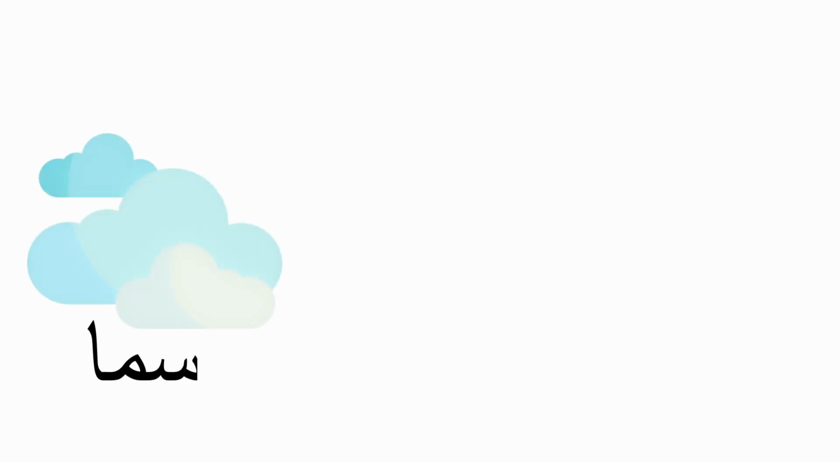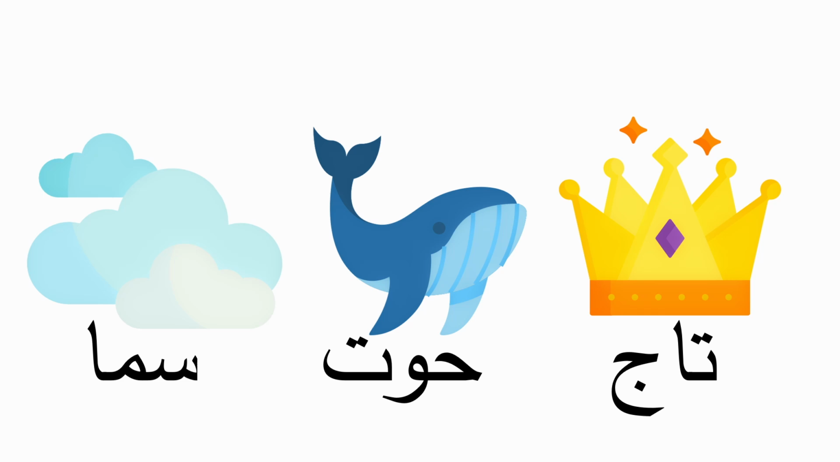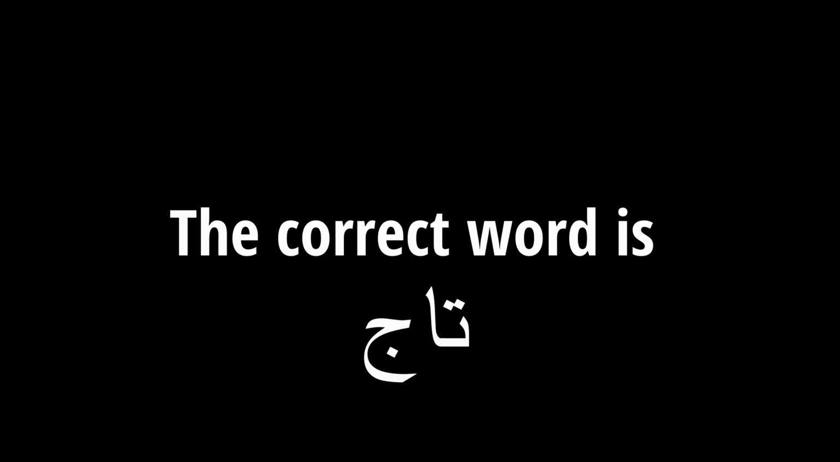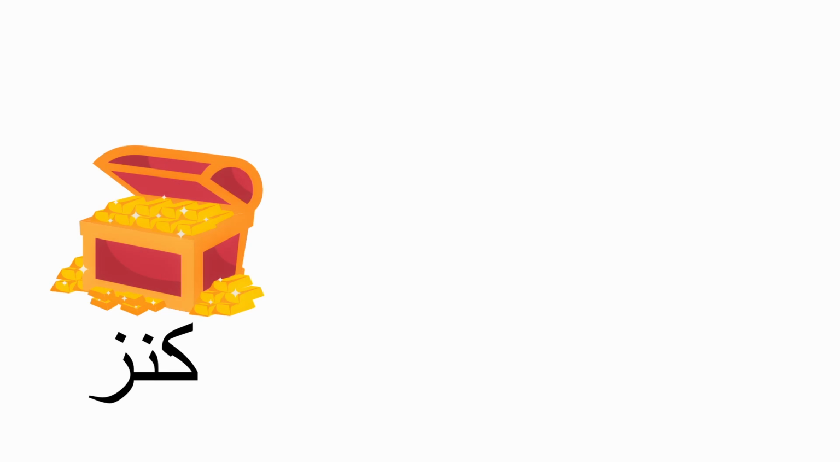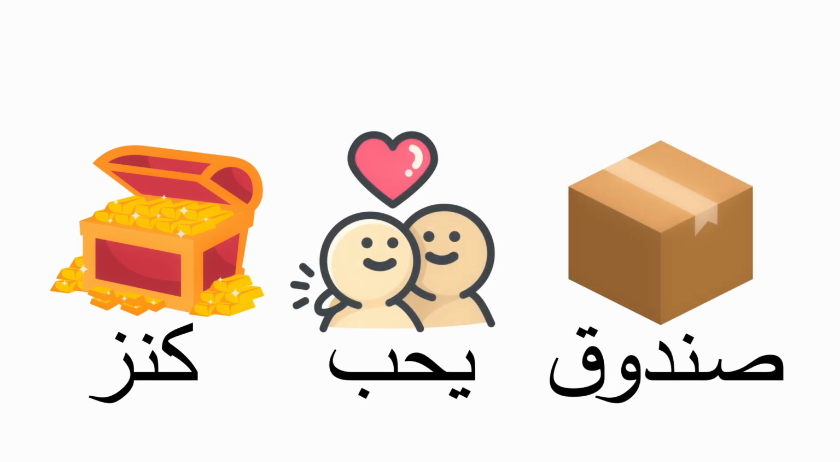Now, try it. Now, which word has ha? سما, حوت, تاج. Another 3 words. كنز, يحب, صندوق. Exactly. يحب. Now, last letter for today.